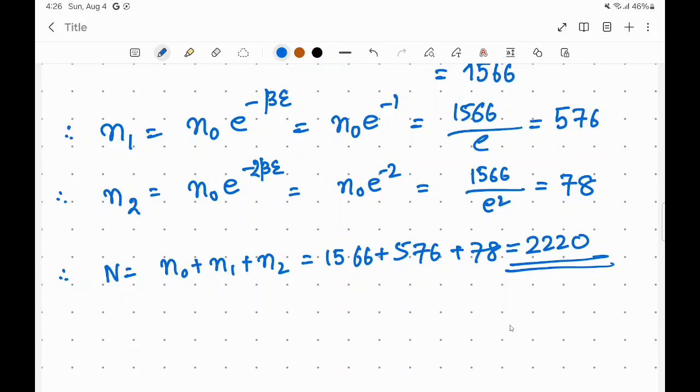But I'm getting a different answer for the second. Which one? N2. What is the value? 210.58. That is 1566 divided by e square, right? Yes. Okay, probably I missed something. 2211, 12, 11.9, 12. Correct? Okay.